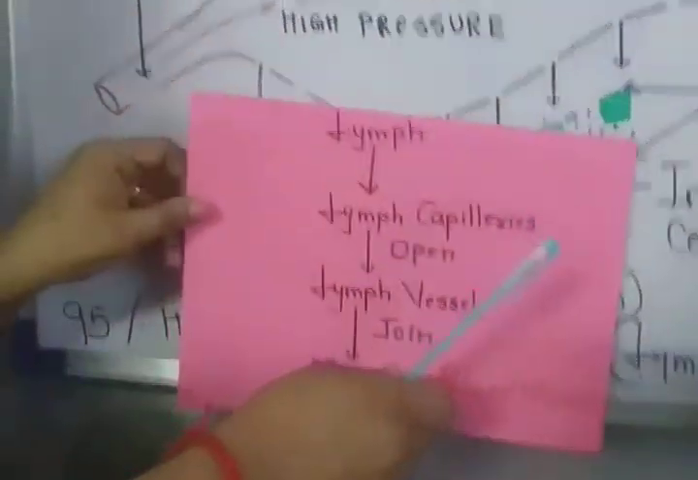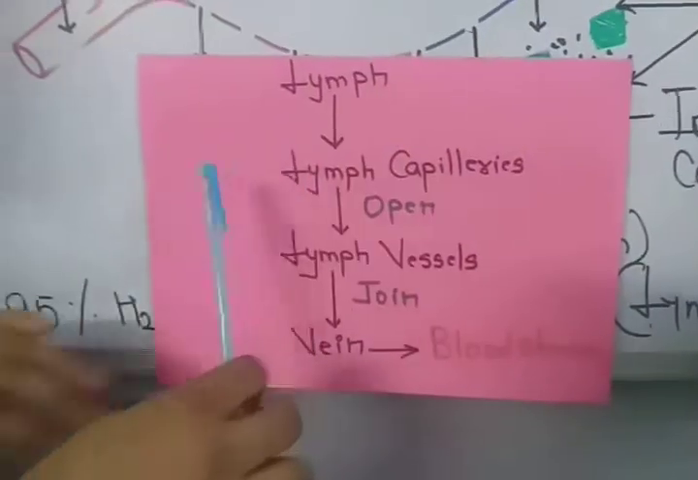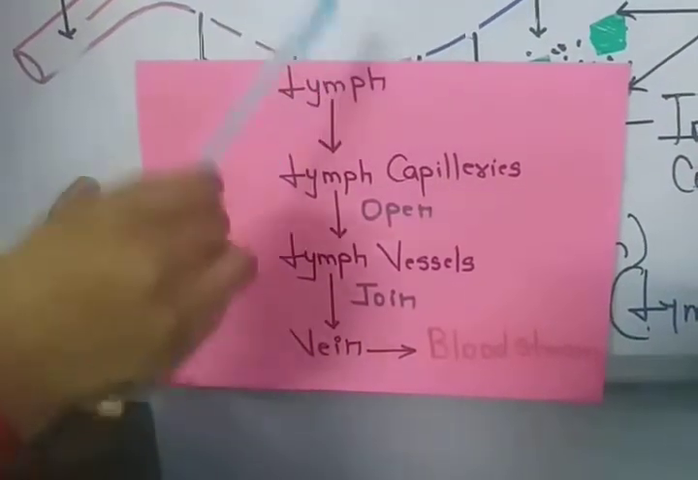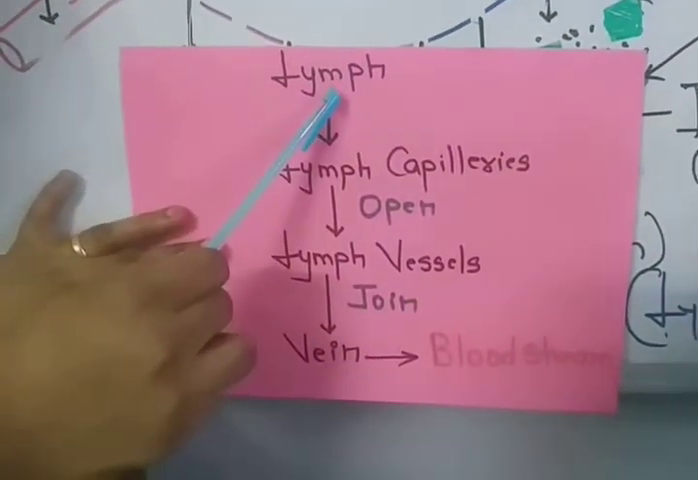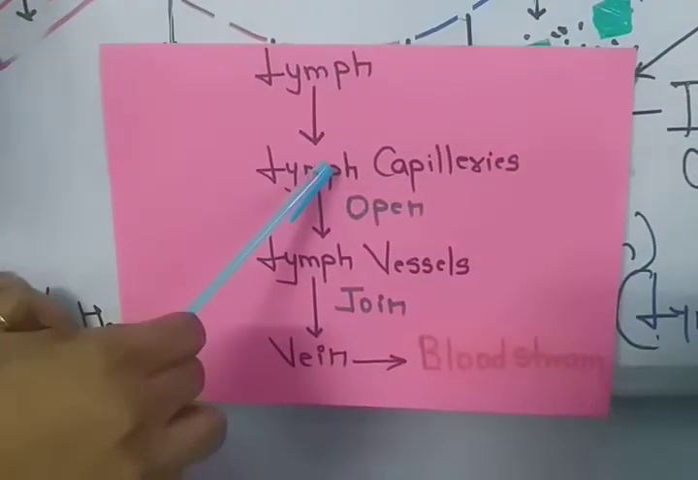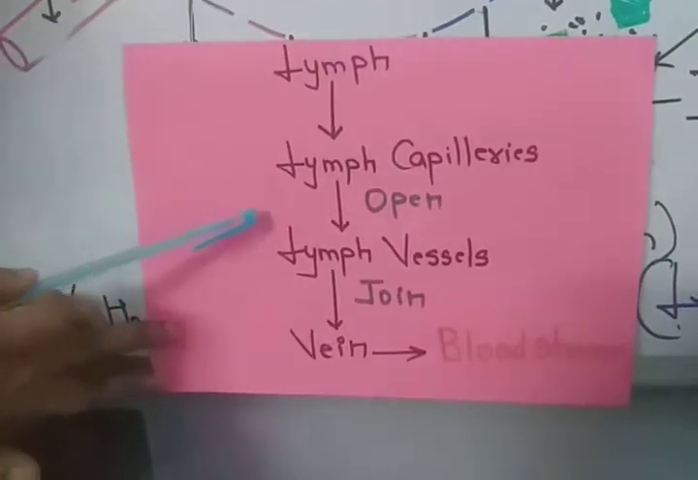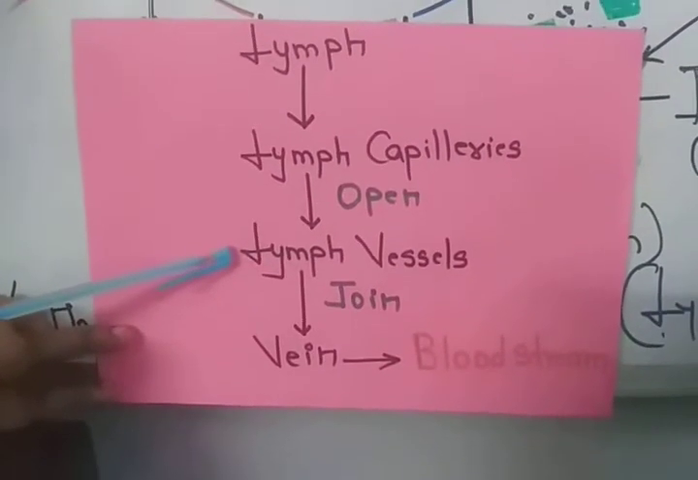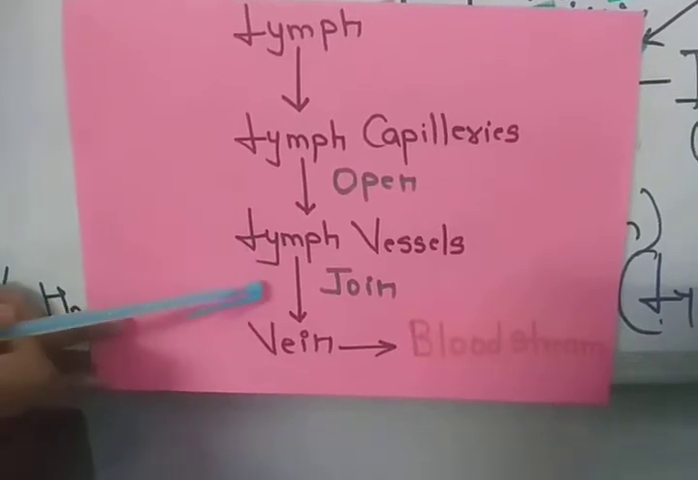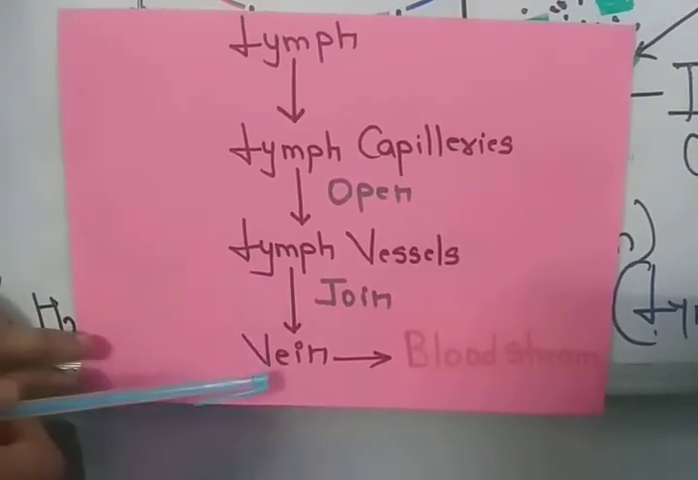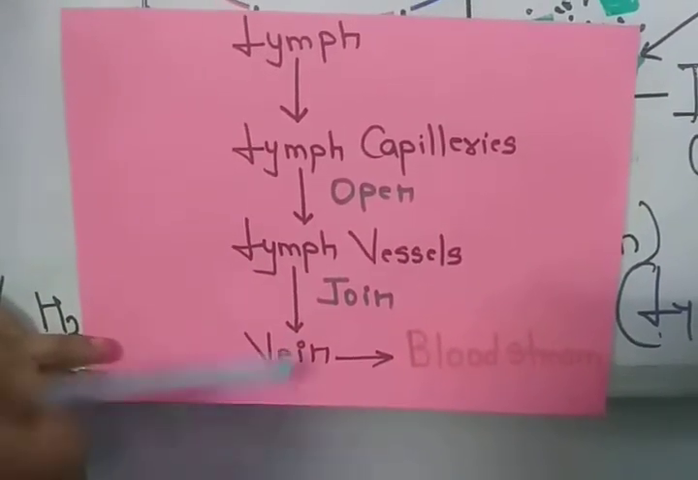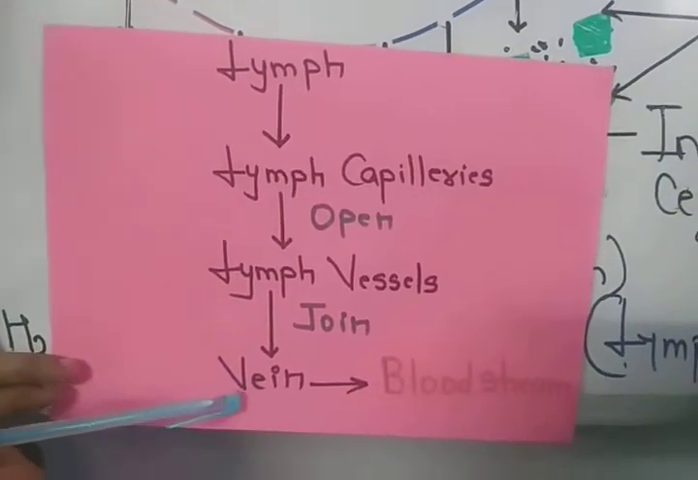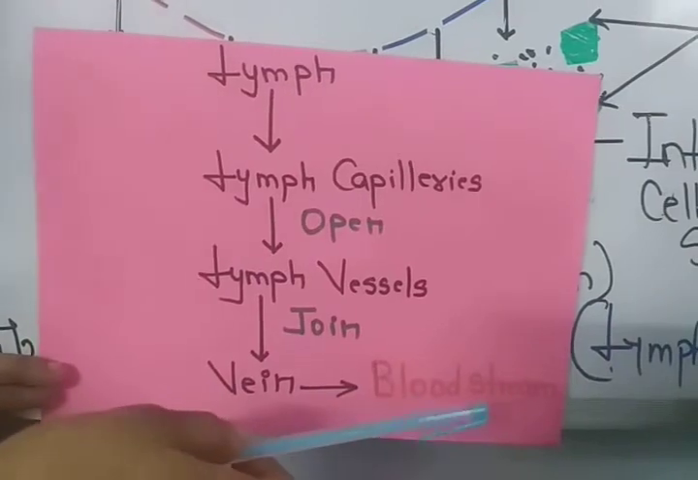And what will those lymphatic capillaries contain? They will contain the lymph. So the lymph from the intercellular spaces will enter into the lymphatic capillaries. These lymphatic capillaries will open into lymphatic vessels. And these lymphatic vessels will join to form the veins. And whatever is brought along with the lymph through the vein will go back to the bloodstream.